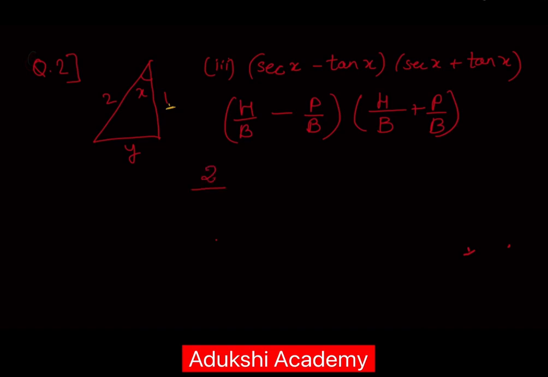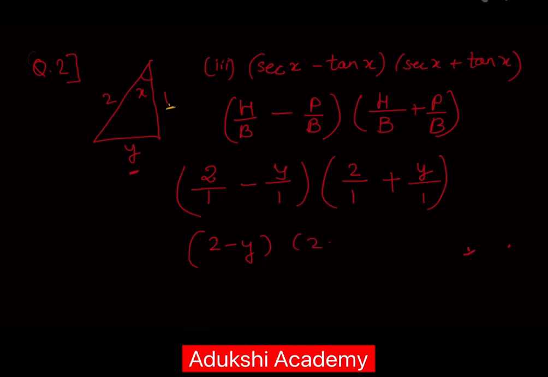Hypotenuse is what? 2, base is 1, minus here perpendicular is y, so y upon base is 1. After that hypotenuse is 2, base is 1, plus perpendicular is y, and again base is 1. So here after solving you are getting 2 minus y into 2 plus y. So here the identity a minus b into a plus b, so a square minus b square is the answer. 4 minus y square is your answer.